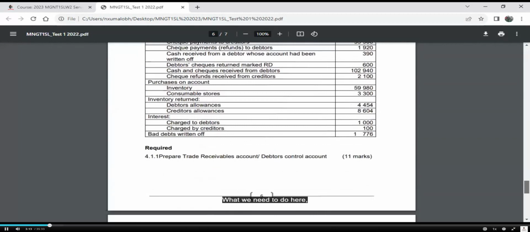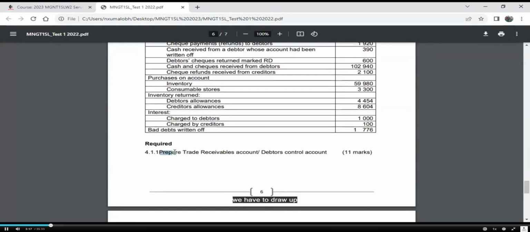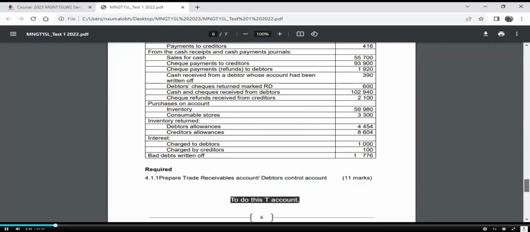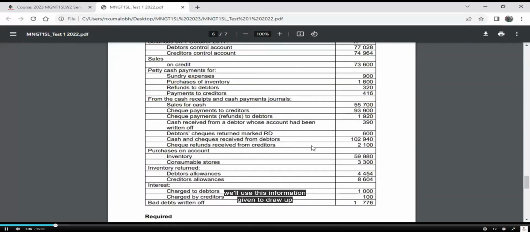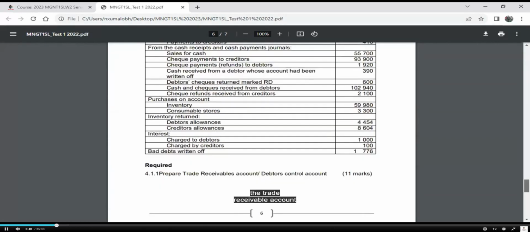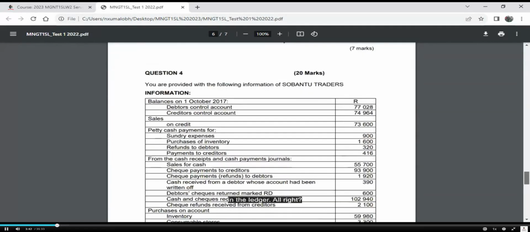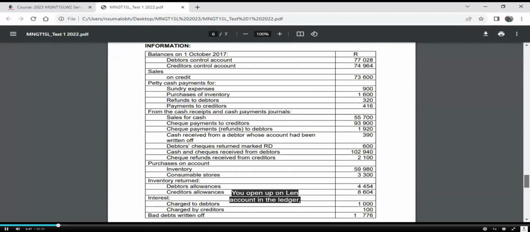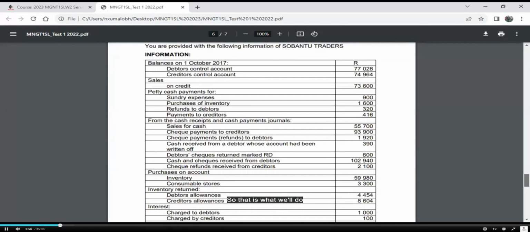What we need to do here is draw up only one account in the ledger, which is your trade receivable account in the general ledger. In the test last year it was 11 marks, but this year it's 15 marks to do this T account. So we'll use this information given to draw up the trade receivable account in the ledger. Make sure that you have this. You open up your ledger, do your T account, and then close off the books. That is what we'll do, using this information.